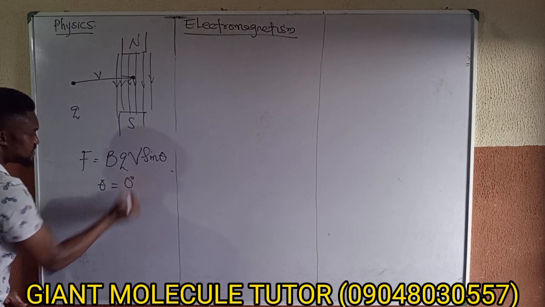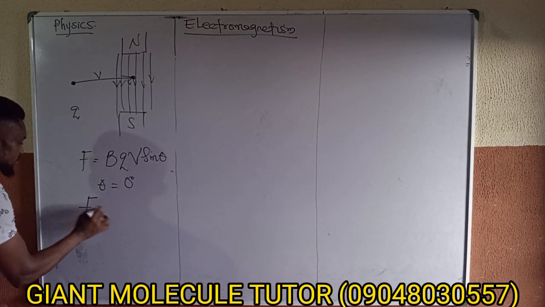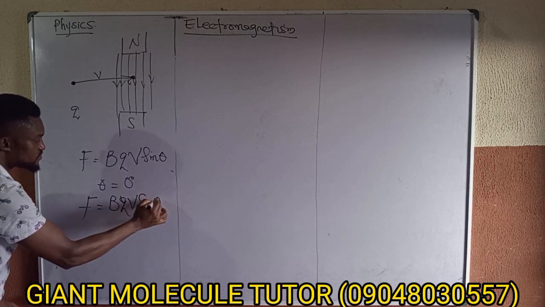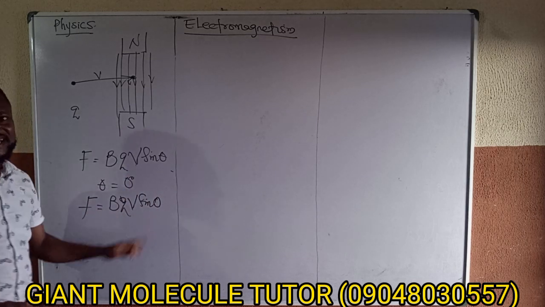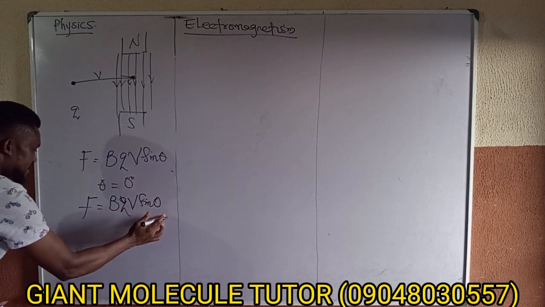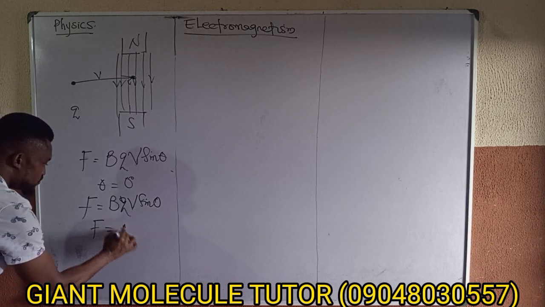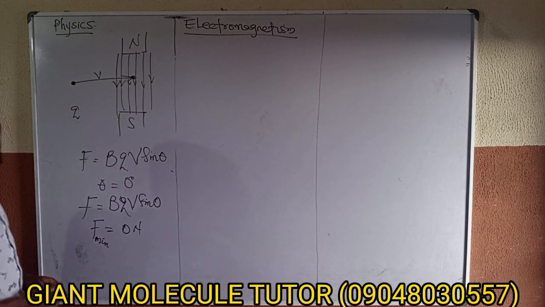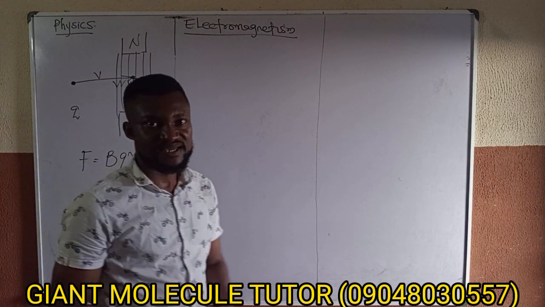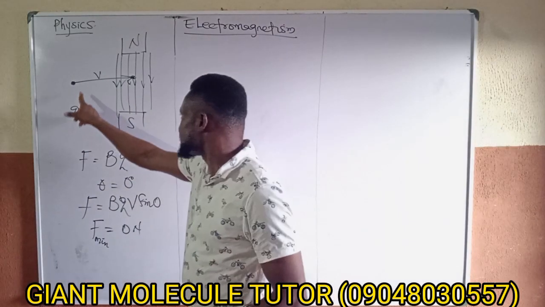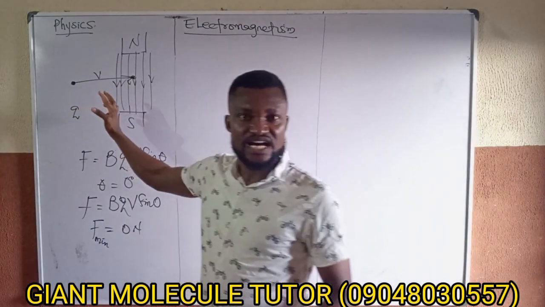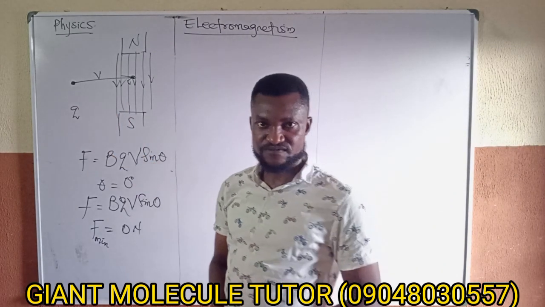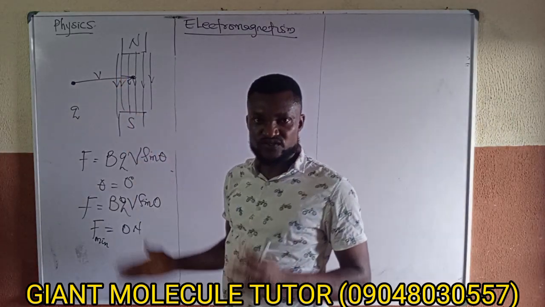If theta is equal to 0, then we get F equals BQV sine 0. And sine 0 will automatically give you what? 0. Multiply it by this, you get F equal to 0 Newton. So this is regarded as the minimum force. This force means that the charge does not, in fact, enter the field. It simply means it is parallel to the field. That very charge is parallel to the field.